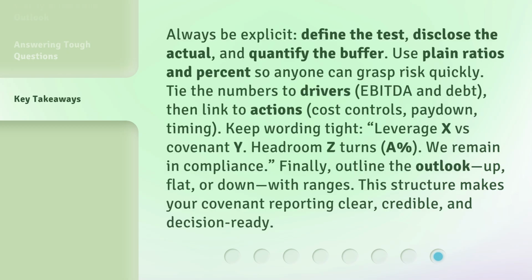Keep wording tight. Leverage X versus covenant Y. Headroom Z turns, percent. We remain in compliance. Finally, outline the outlook, up, flat, or down with ranges. This structure makes your covenant reporting clear, credible, and decision-ready.